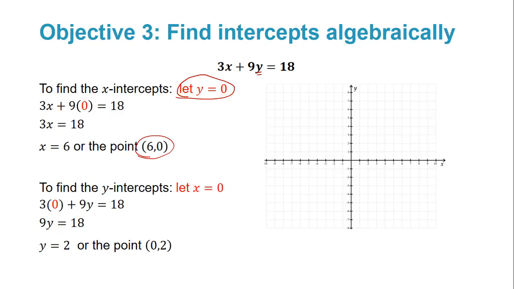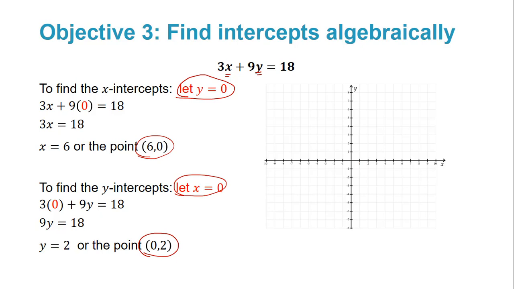To find the y-intercept, we need to recall that every point on the y-axis has an x-coordinate of 0, so we will let x equal 0, and then solve for y. We would get 3 times 0 plus 9y equals 18, or 9y equals 18. Dividing by 9, we get y is equal to 2, which corresponds to the point 0, 2.